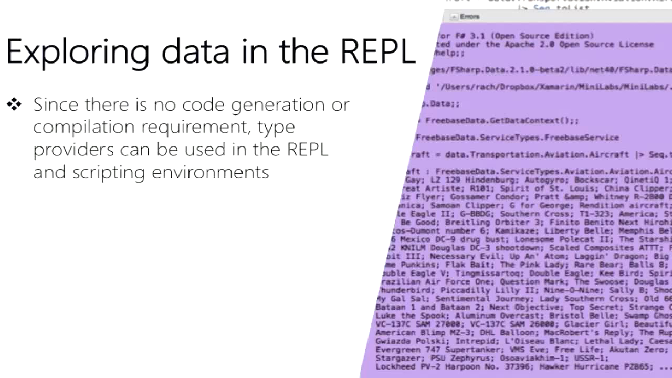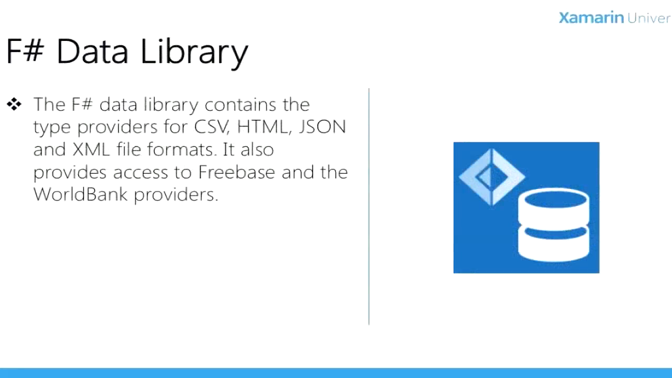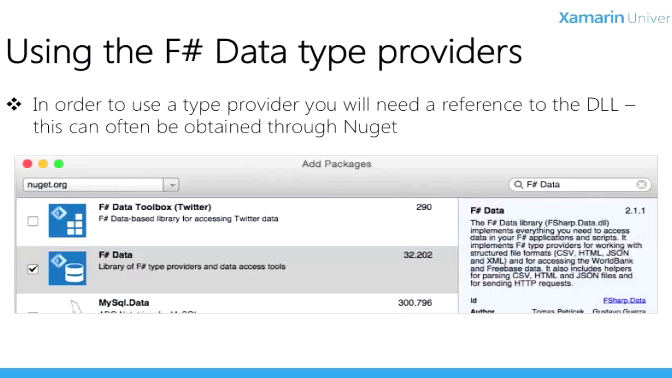And this is exactly the approach that we'll need to take in the lab in just a moment, but let's first talk about how to get access to the type provider. First, you'll need to add a reference to the DLL containing the type provider, and the most common set of providers are part of a DLL named F# Data. And this library includes the CSV, HTML, JSON, and XML providers, as well as the Freebase and World Bank providers. And you add it to your project using NuGet. So just search for F# Data and you should find it online.